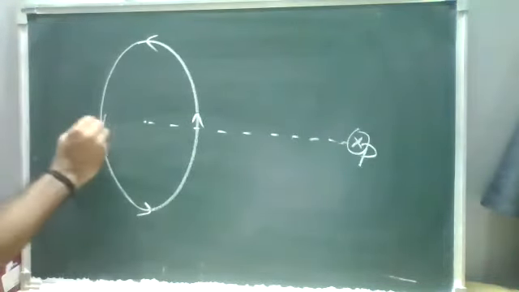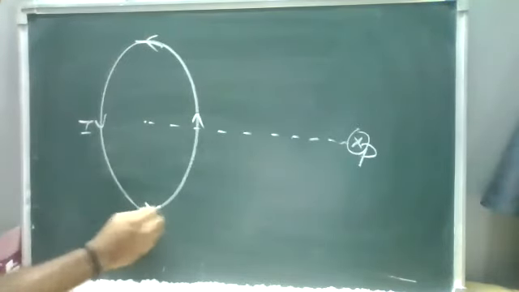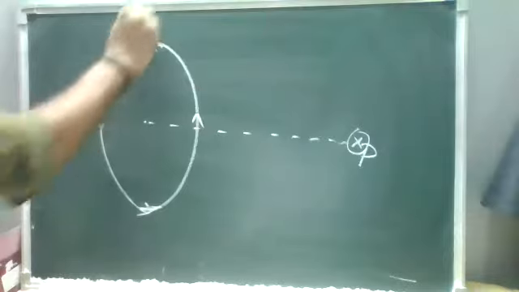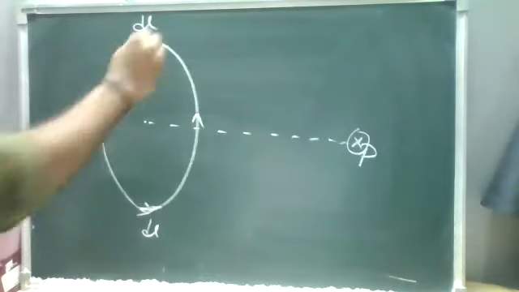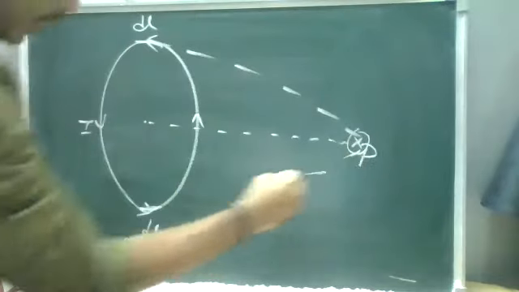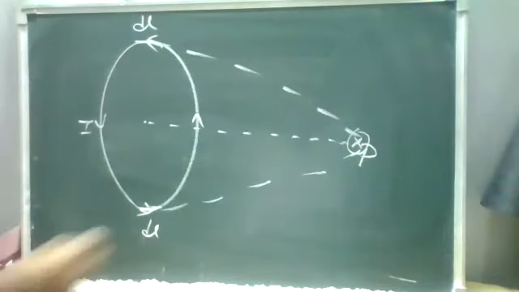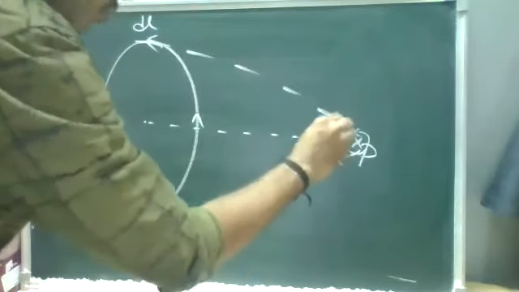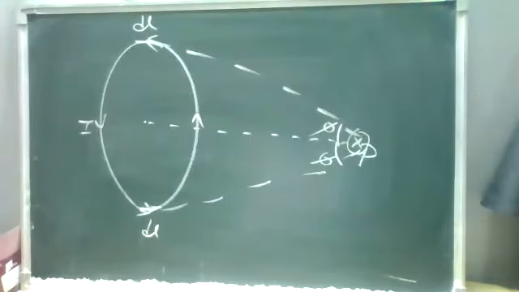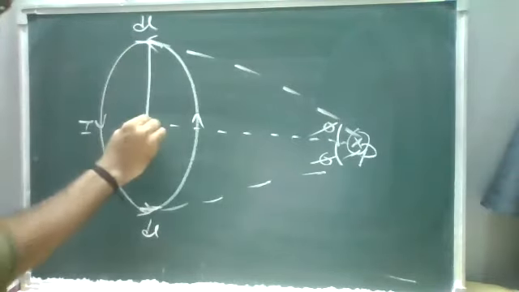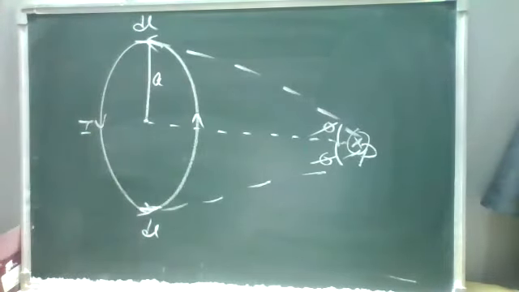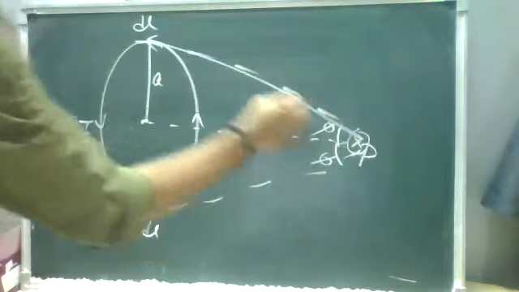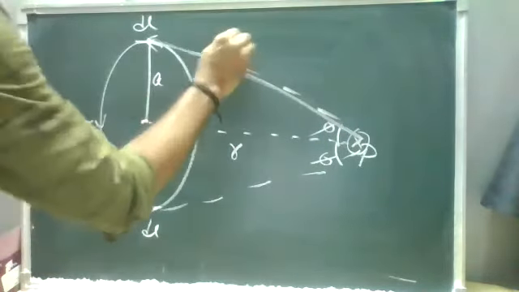As usual, I'm taking small changes. In the total length L, the small changes I'm taking as dl on both sides. I'm extending these points. Both are equally divided, so the angle is 90 degrees. I'm taking the radius as A to the center, and the distance from the center to the point P as R. It is nothing but your resultant, your hypotenuse, so I'll take it as S.